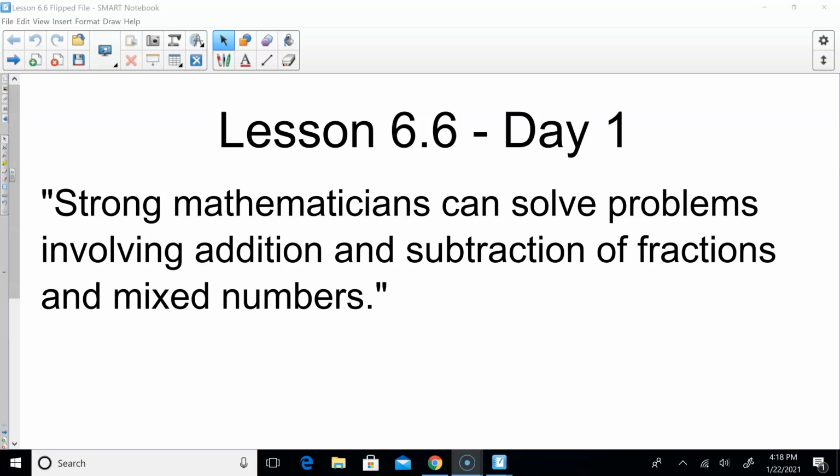So, welcome class to lesson 6-6, day 1. Obviously, it's a 2-day lesson. We're going to break apart some of the concepts that are in here and go from there. So, strong mathematicians can solve problems involving addition and subtraction of fractions and mixed numbers. So, with that, we're going to dive right in.